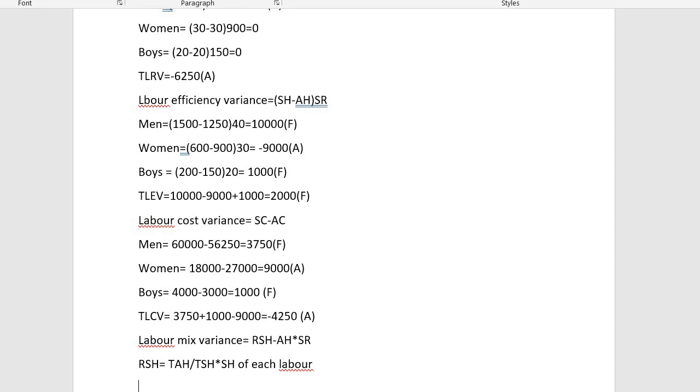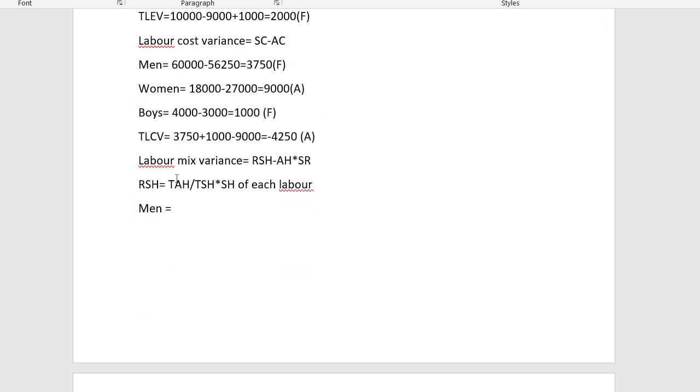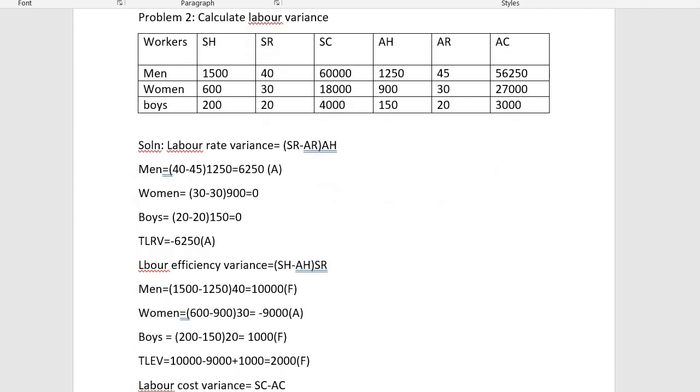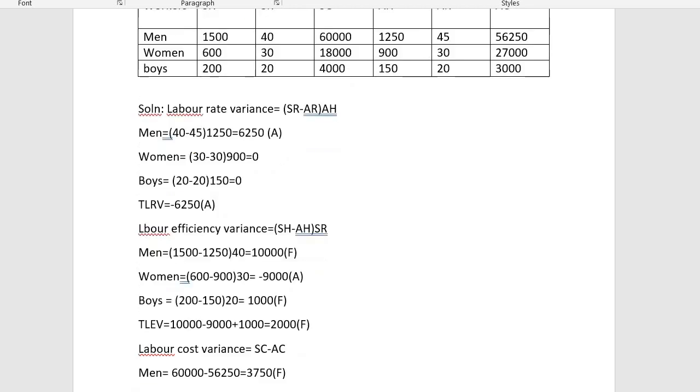So we will solve the problem for men first. For men, the revised standard hour and total actual hour will remain the same. You can see here the total actual hour. Summing up 1215 plus 900 plus 150, it comes to 2300. And for total standard hour, 1500 plus 600 is 2100 plus 200, again 2300.